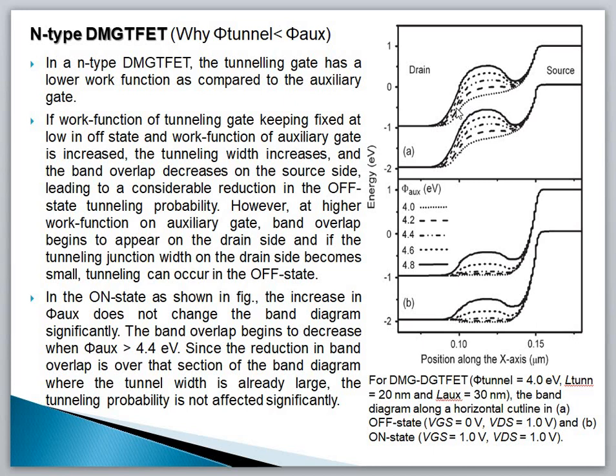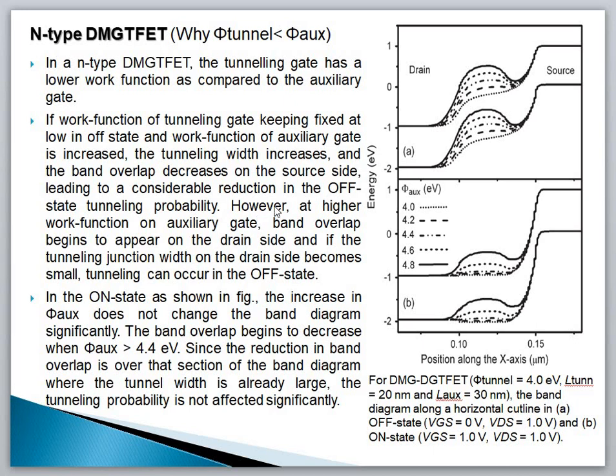If you note at the drain side, the conduction band of the drain and the valence band of the channel, this one. If you are increasing the work function, the bands will overlap more. This will increase the tunneling probability, or we can say that it will reduce the tunneling junction width. You can note here that if the tunneling junction width on the drain side becomes small, tunneling can occur in the off state.